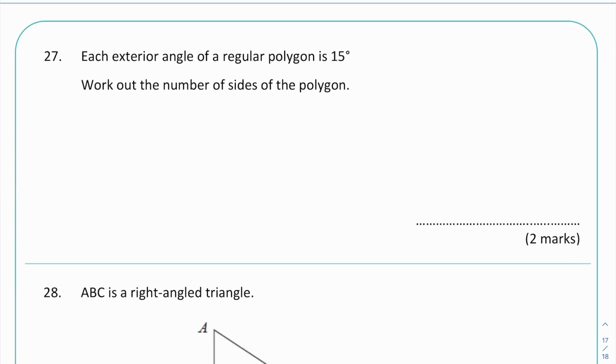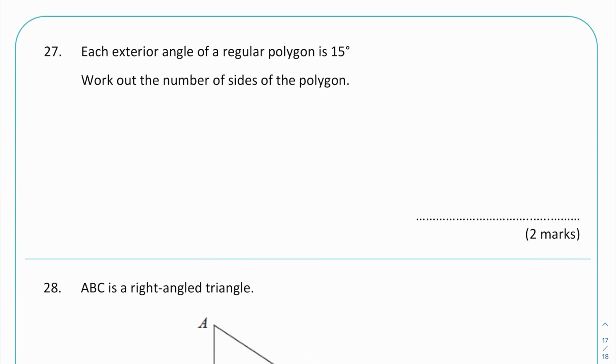Okay, on to our next one. Each exterior angle of a regular polygon is 15 degrees. Work out the number of sides the polygon has.